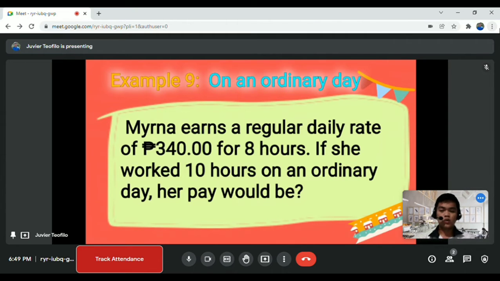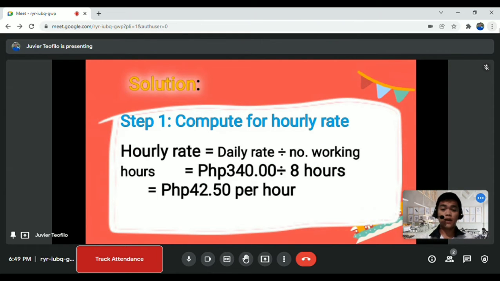So let's have the solution. This solution is step by step so that you can understand it properly. Now, in step 1, compute for the hourly rate.